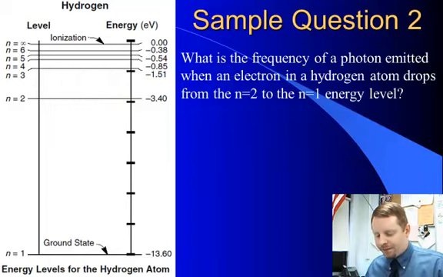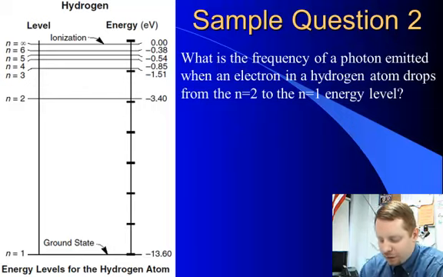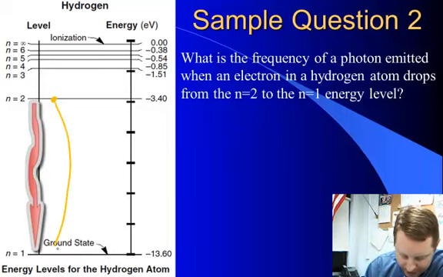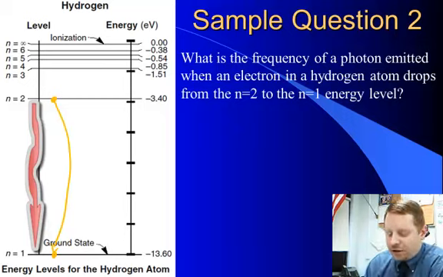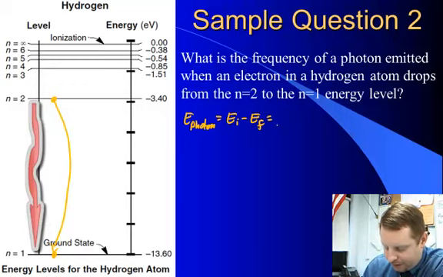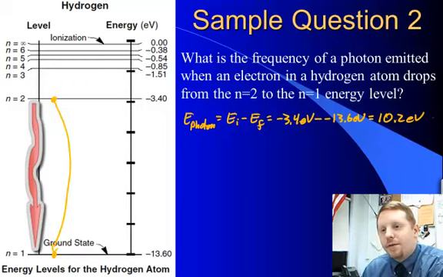Let's look at another one. What is the frequency of a photon emitted when an electron in a hydrogen atom drops from the n equals 2 to the n equals 1 energy level? So here from 2 all the way down here to n equals 1. Well, we'll first start by finding the energy of that photon again. Energy of the emitted photon is equal to the initial electron energy level minus the final electron energy level, or negative 3.4 eV minus negative 13.6 eV, which is 10.2 electron volts. So the emitted photon's energy is 10.2 eV.